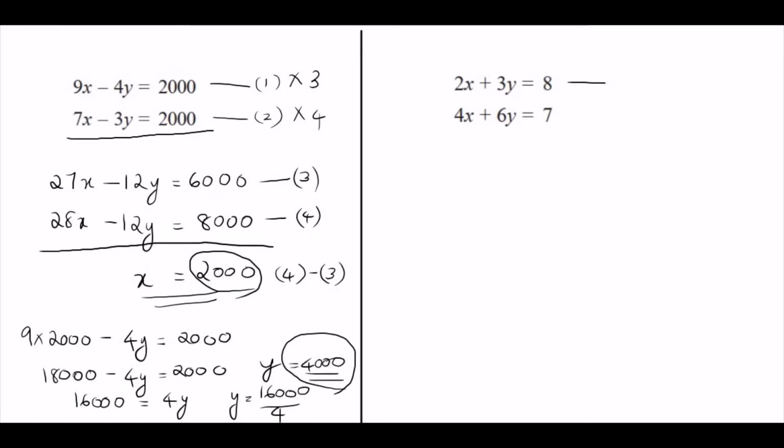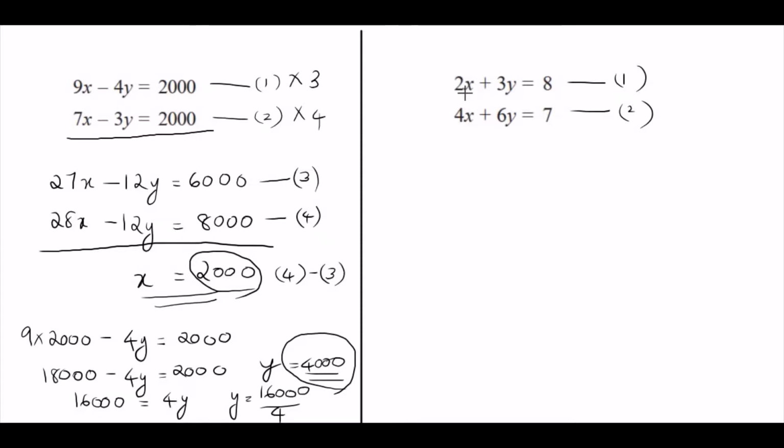So let's take this example. Here 2x plus 3y equal to 8 and 4x plus 6y is equal to 7 is the pair of linear equations in two variables. Now we have to eliminate any one variable. So here I'm going to eliminate the x variable. In order to eliminate the x variable, I have to make the coefficient of x the same.